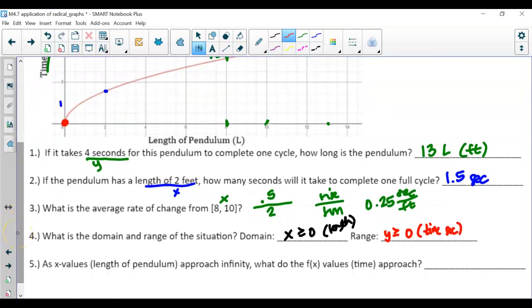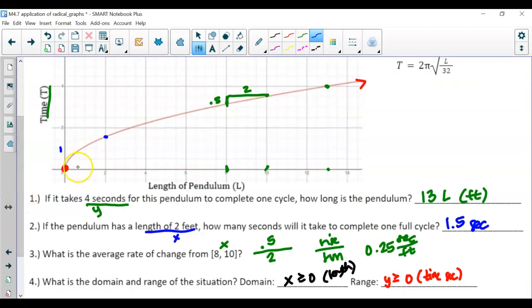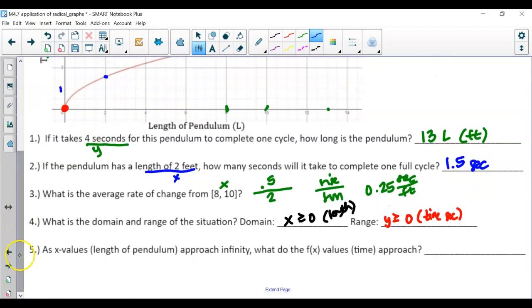Then number 5. As X values, or the length of the pendulum, right, as they approach infinity, as they are increasing, what is our time approaching? So as we're increasing, what's happening to our time? It is also increasing to infinity.